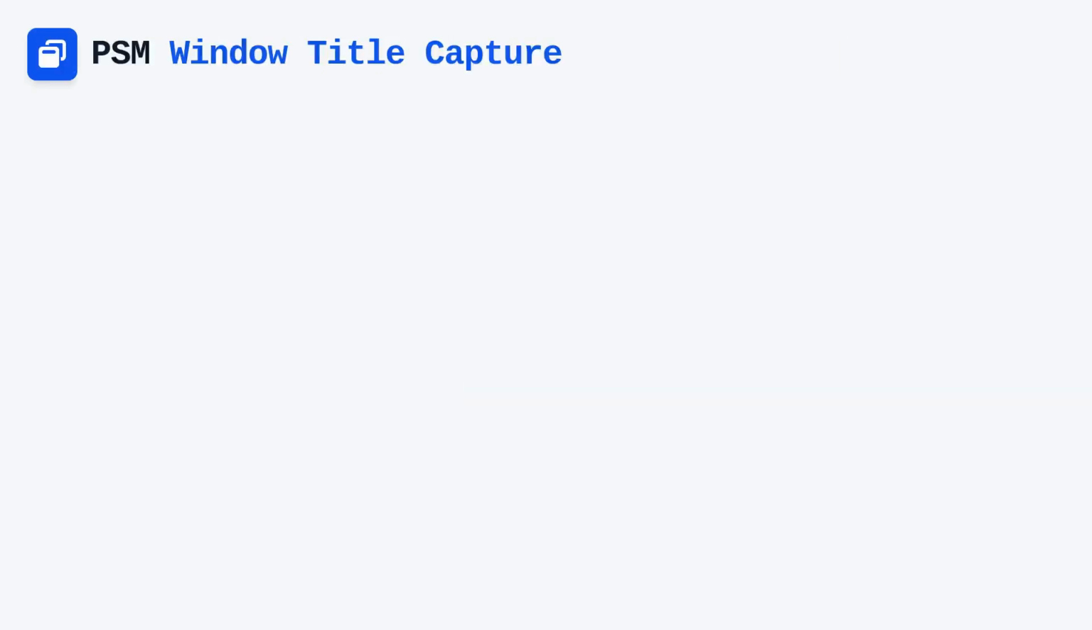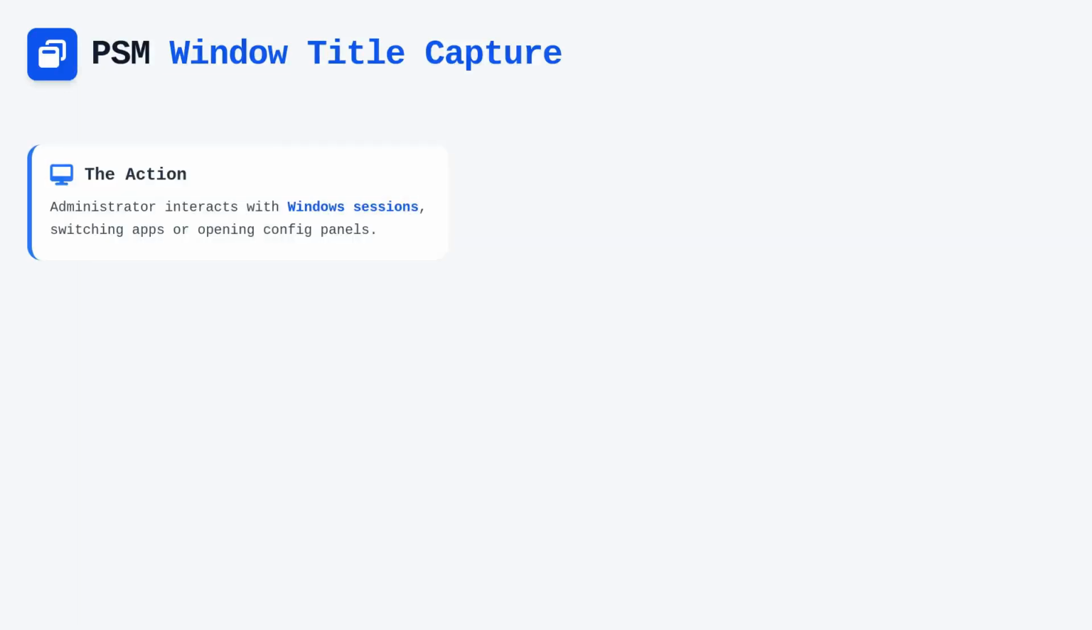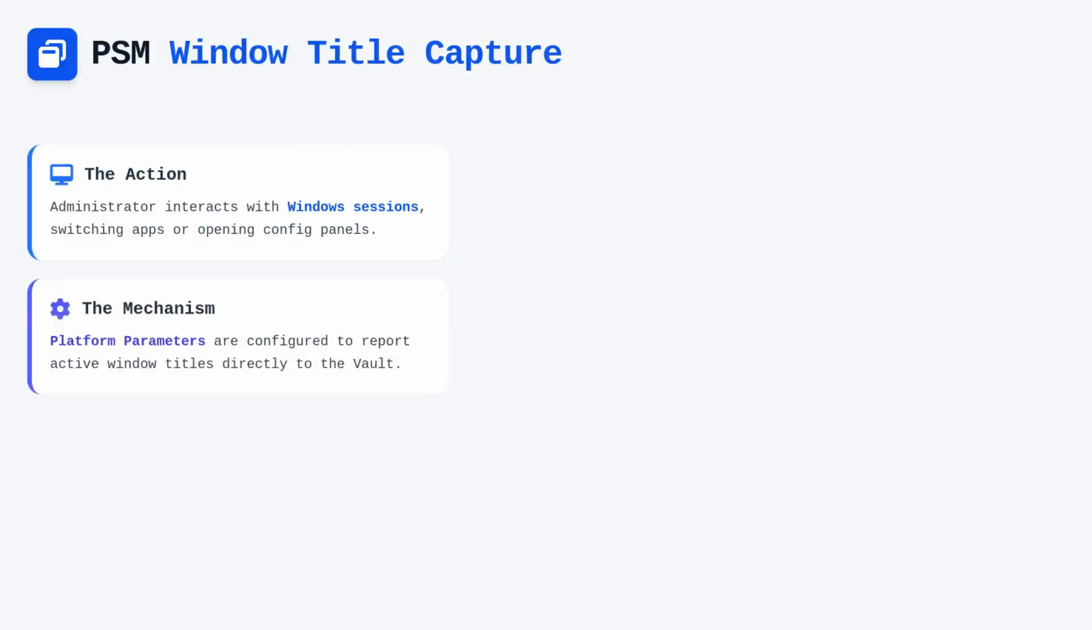Beyond simple keystrokes, the PSM provides the capability to capture window titles for Windows sessions. This is a critical feature because it provides context to the administrative actions being performed on the remote server. When an administrator switches between applications or opens system configuration panels on a target Windows machine, the title of the active window is reported to the Vault. We enable this by configuring the PSM parameters for the specific Windows platform.